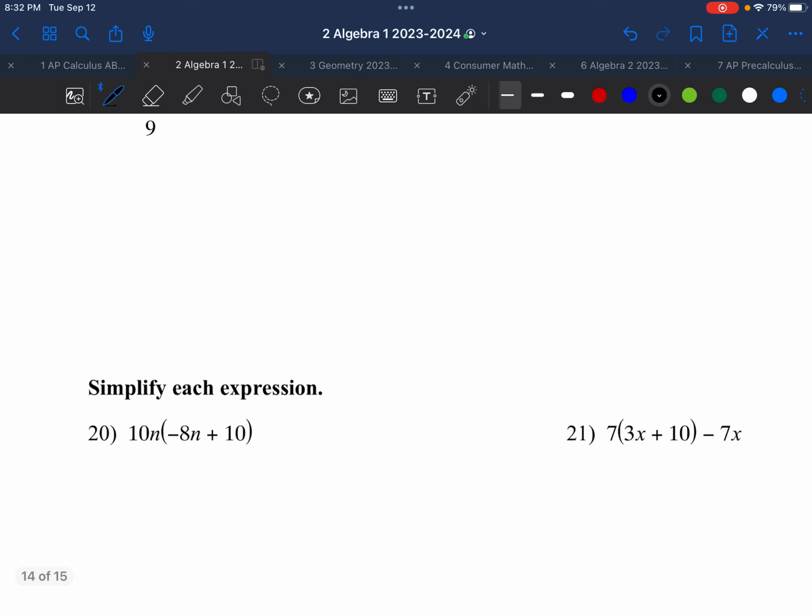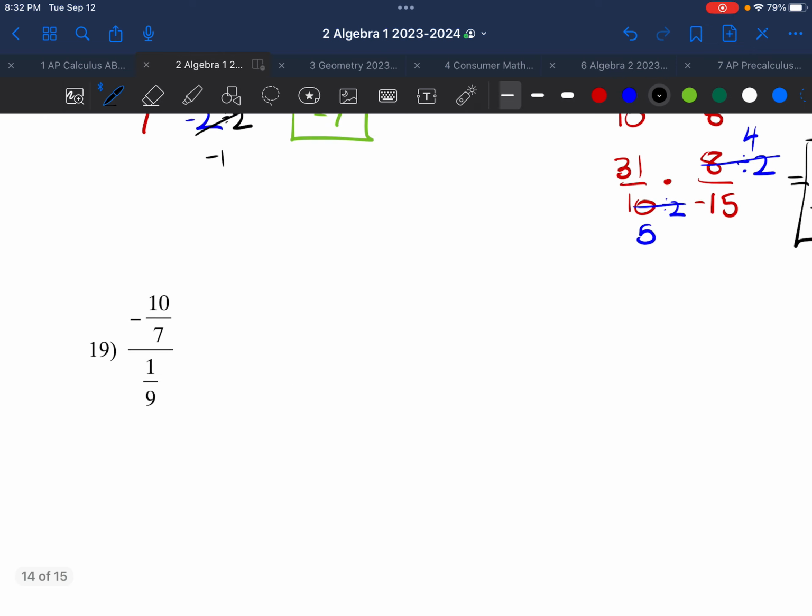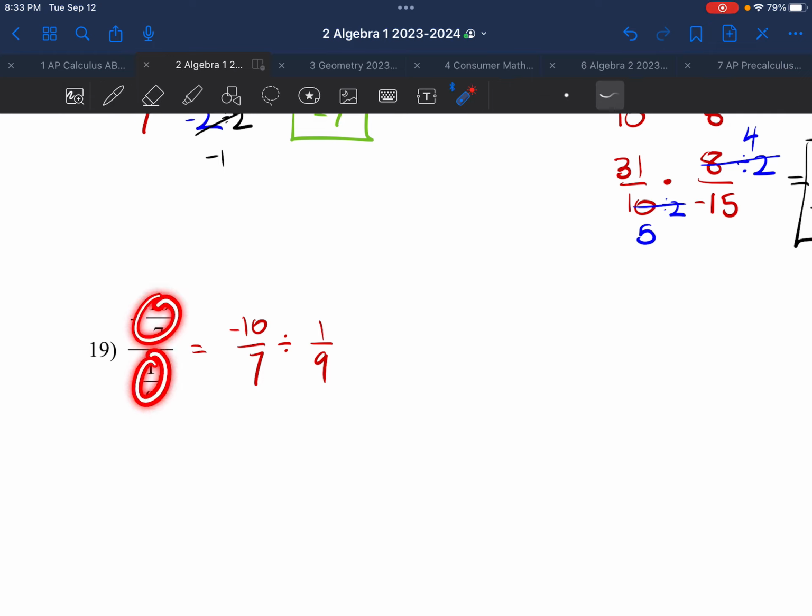Our final problem for this set is this problem, which I'm going to rewrite just a little bit. I'm going to say this is really the same thing as negative 10/7 divided by 1/9, because now I can clearly see, oh, embedded fractions, a fraction within a fraction, is really just a keep, change, flip.